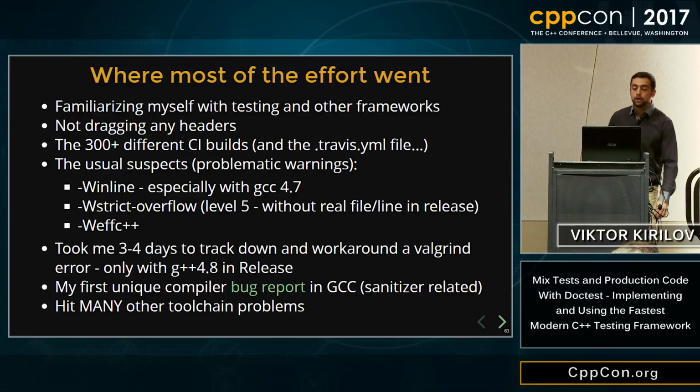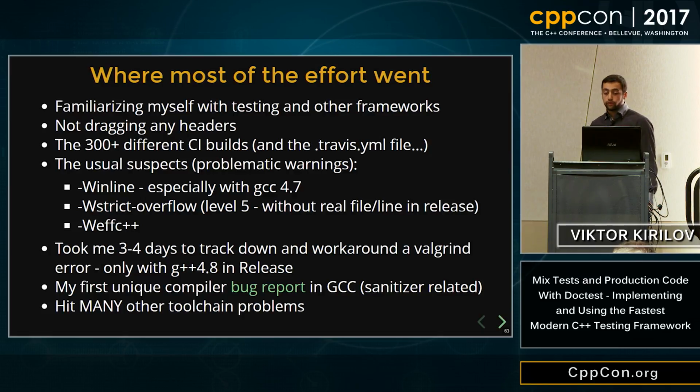Also, the strict overflow on level 5 was very fun because it got triggered only on some compiler versions, only in release builds, when something got inlined, and inside of it I have some problematic arithmetic, and in the report it says that it's on line 0. I mean, I don't know what got inlined, and I don't know on which line. So that was fun to track down, but I'm clean from strict overflow on level 5. I'm not sure if anyone uses that in real production, but yeah, Doctest is clean.